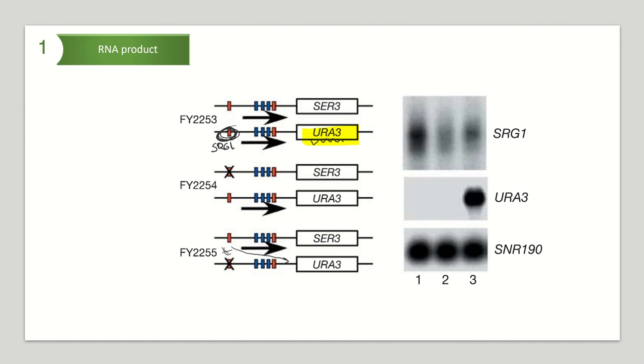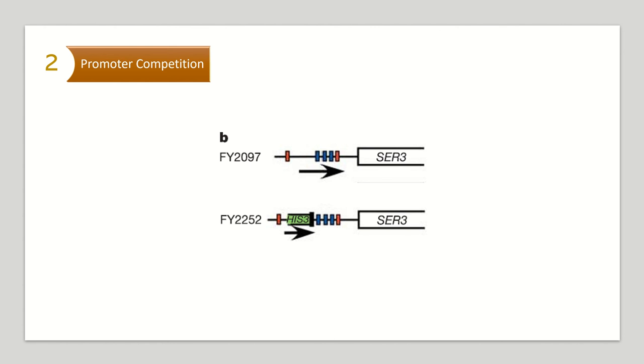What they found was, when the only functional SRG1 is in trans to the URA3, the URA3 transcript can be detected in that it's no longer repressed. So in other words, SRG1 cannot repress when it is in trans, so it doesn't repress through a trans-acting RNA product. Next, the authors test the promoter competition model.